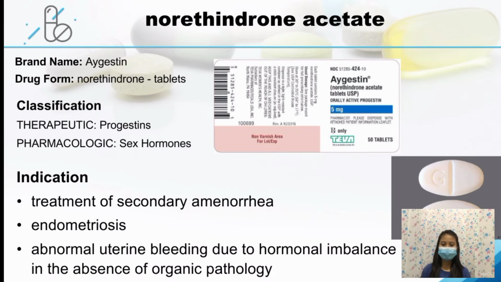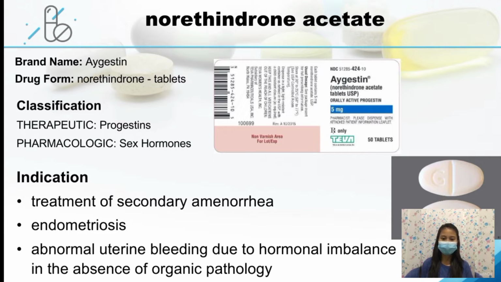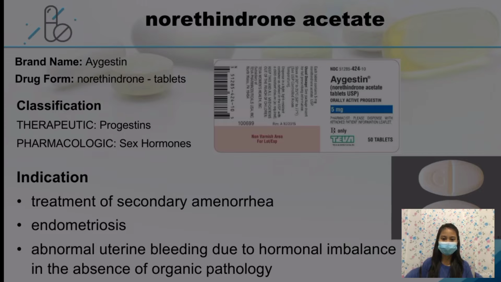Norethindrone acetate, brand name Aygestin, drug form norethindrone tablet, classification therapeutic progestin, pharmacologic, sex hormones, indication treatment for secondary amenorrhea, endometriosis, abnormal uterine bleeding due to hormonal imbalance in absence of organic pathology.